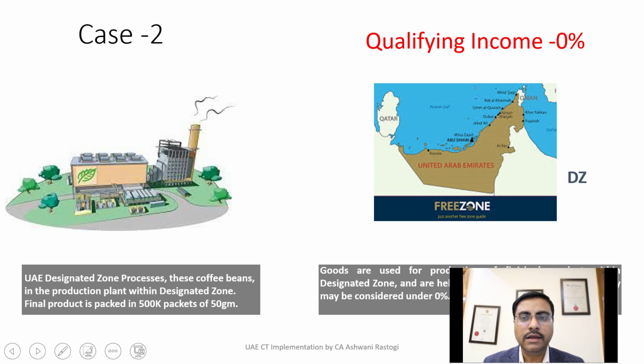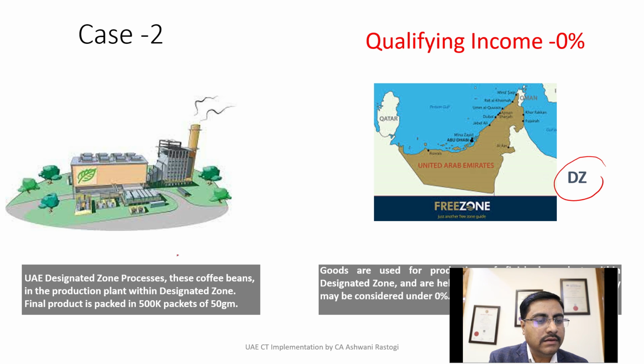The second thing is when you are processing in the designated zone. In the UAE designated zone, you process coffee beans in the production warehouse and plant in the free zone. Your processing and production income is also qualifying income. You will not be liable to pay corporate tax. VAT is not payable in this scenario also.